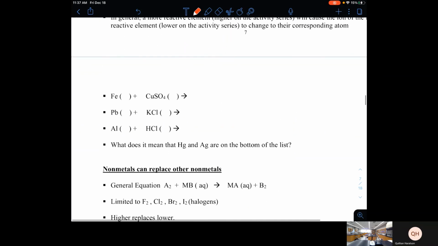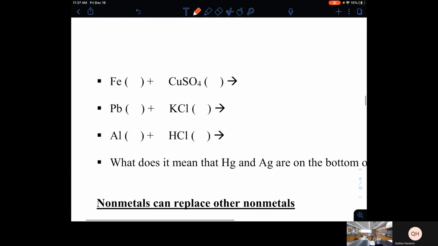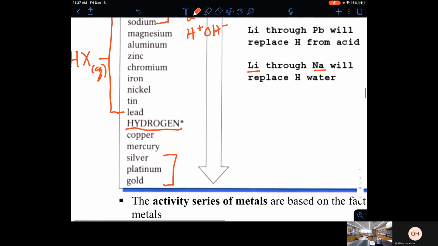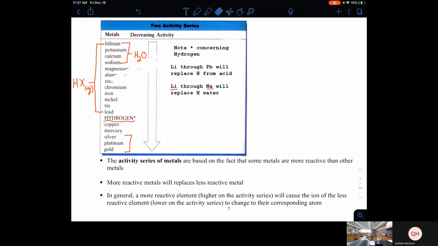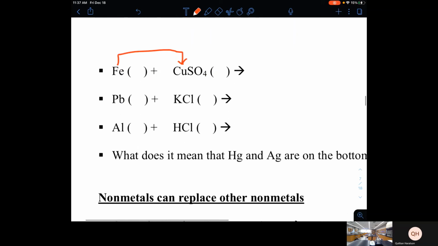So for instance, with this first one, I don't know whether or not iron is strong enough in this case to bump off the copper. But what I can do is go up here to my activity series of metals and take a look at it. I'm going to find where iron happens to be. Let's see, iron, where are you? Right here. And then I'll find copper, which is down here, and I can clearly see that, yes, iron's above copper, so iron can displace the copper.